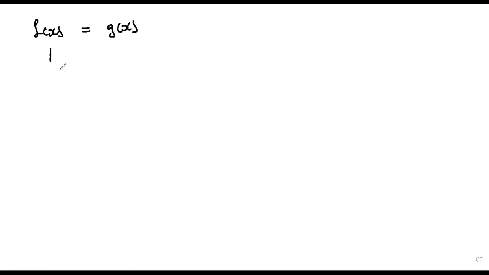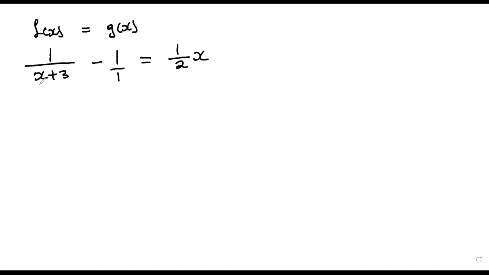But what is f of x? It's just going to be 1 over x plus 3 minus 1. And g of x is just going to be 1 over 2x. So the easiest thing we can do in this case is to multiply throughout by the LCD.